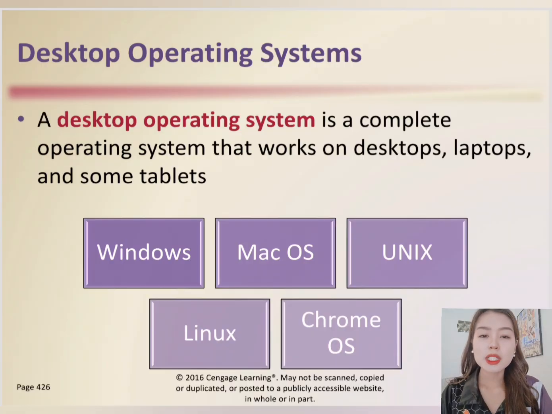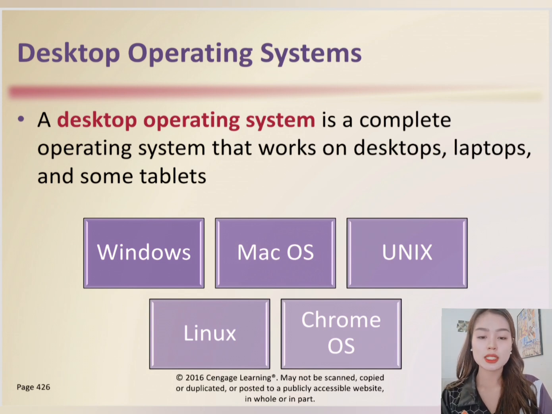Hello everyone, today we will talk about desktop operating systems. A desktop operating system is a complete system that runs on computers, laptops, and some tablets. It helps us use applications, browse the internet, and do our work.